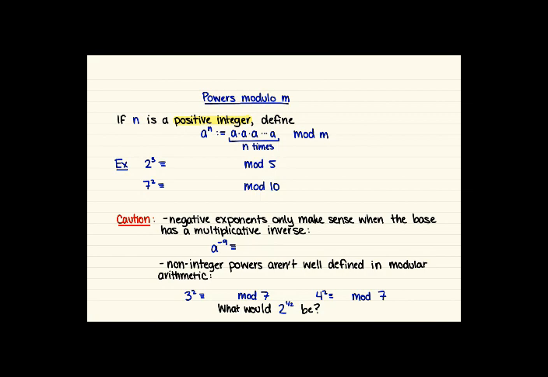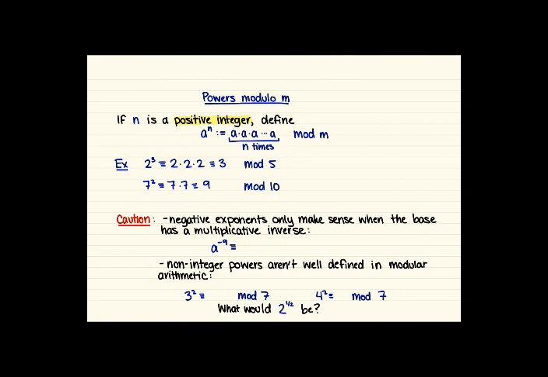So for example, when we're computing 2 to the third mod 5, we're doing 2 times 2 times 2. So that would be 8, which is then 3 mod 5. If we're doing 7 squared, we're doing 7 times 7, which is 49, which would then be congruent to 9 mod 10. So remember this when we are dealing with powers modulo m. We're just thinking about multiplying that base times itself a bunch of times, and that's what that power is doing.